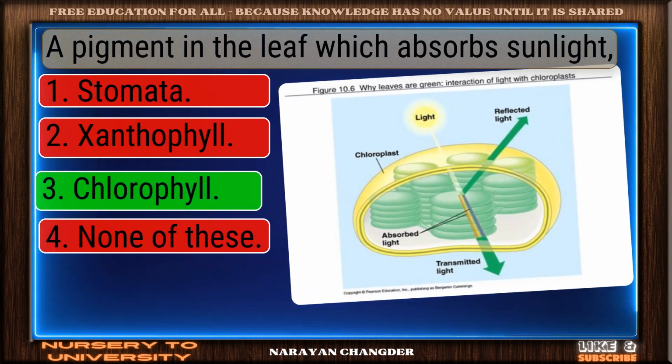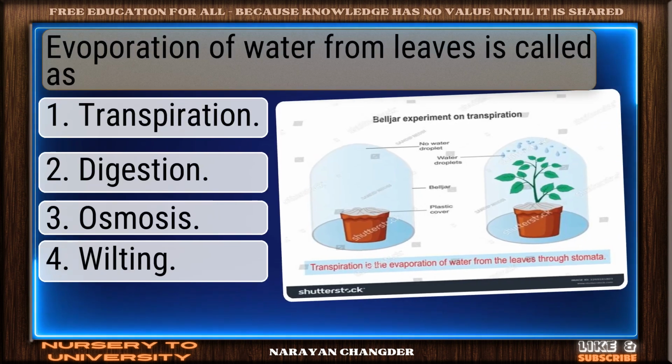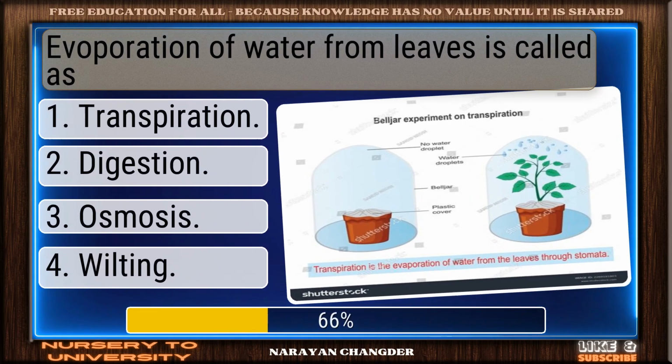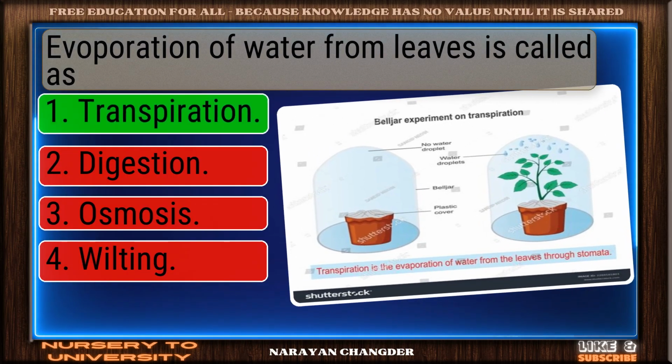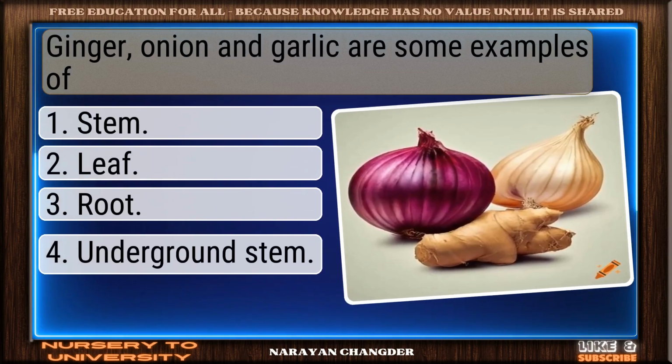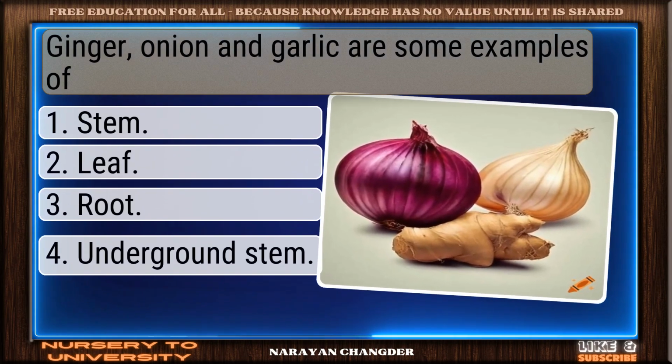Nicely done. Chlorophyll is a solid answer. Evaporation of water from leaves is called as. Correct response. Transpiration is the most accurate answer. Ginger, onion, and garlic are some examples of.